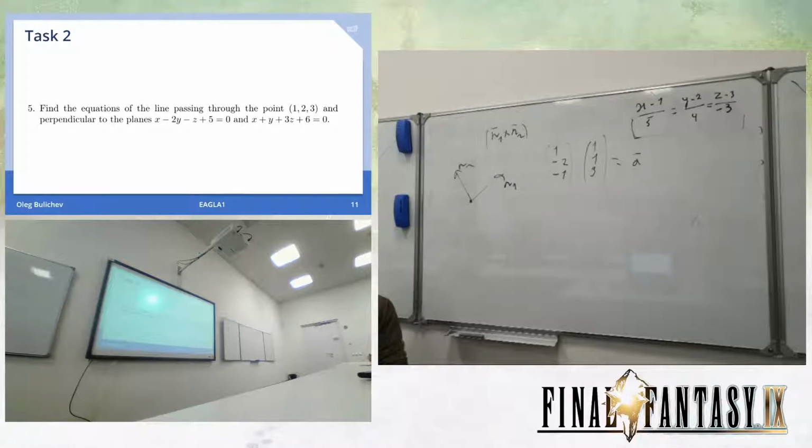Does that mean that the new vector which we receive after the cross product will be the directing vector of our line? Again, the question. When we make the cross product, we receive another vector. Yes. And it will be the direction vector for our line.